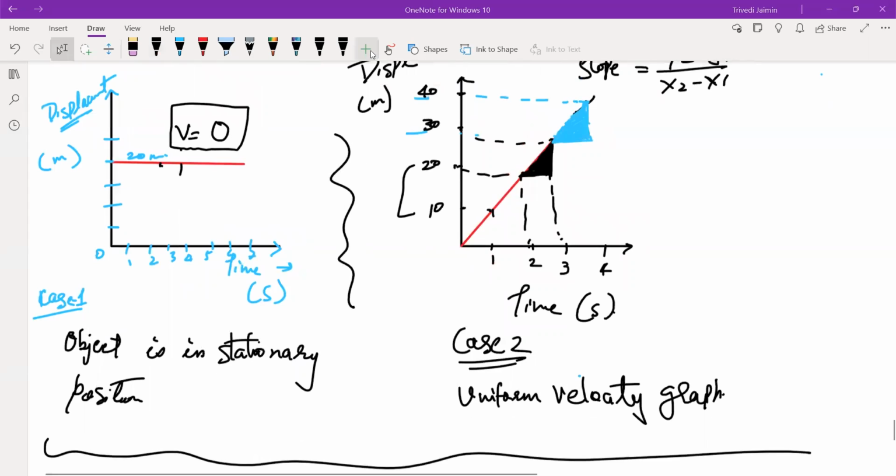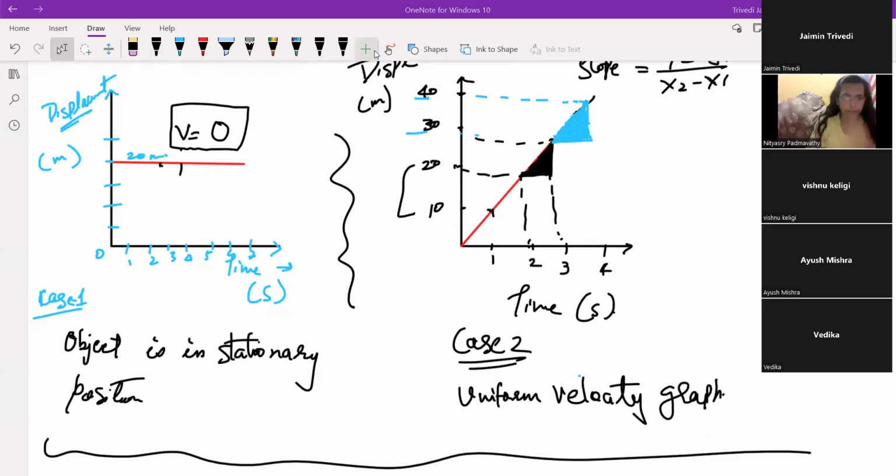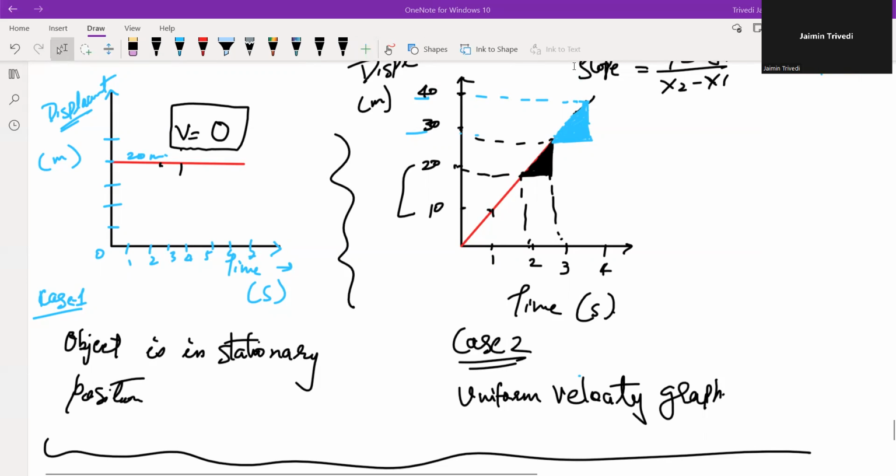Everyone clear this graph? Yes, sir. Yes, sir. Everyone? Aisha, yes. Lalit, Sahasra, yes, sir. Vedika, Vishnu, yes, sir. Clear, right? Okay. Then let's go for some difficult graphs.